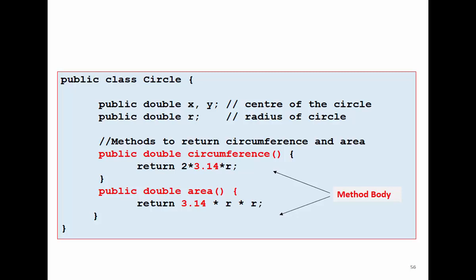You see the return type for both methods. These methods, we call them behavior of the object. So I create a class of a circle. That means I create my own data type called Circle. What are the attributes of this? X, Y, which represent the center, and R, which represents the radius. I have two methods.